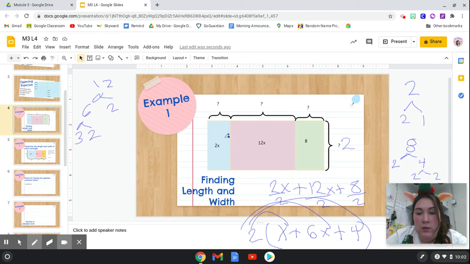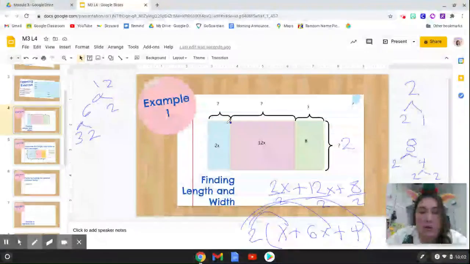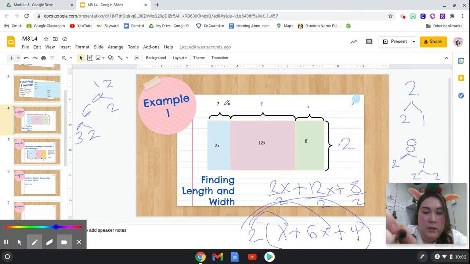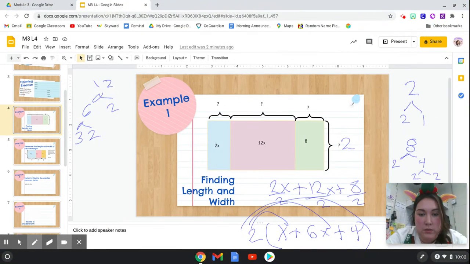So then I could go through and label. Okay, so if I have 2 there, well, now I know that this section is just going to be x. This section is going to be 6x. And this section would just be 4. And then that way you find all the lengths and all the widths of your rectangle.